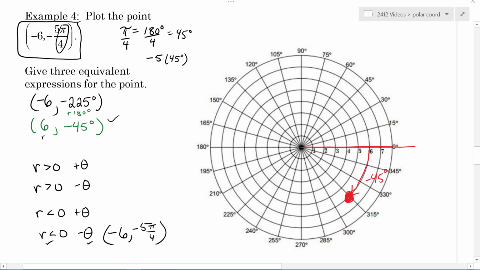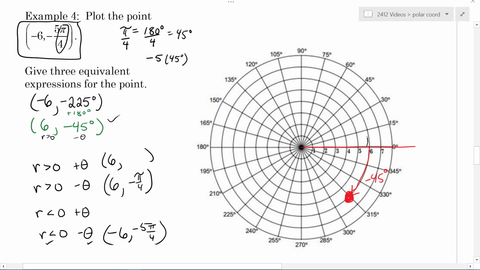Now we actually converted it, as we plotted it, to a different equivalent expression. Here we have a positive R value and we have a negative angle theta. Now we just need to convert it to radians. So positive R, negative theta, that's here. 6, and what is -45 degrees in terms of radians? Well, 45 degrees is pi over 4. We'll just put a negative in front of it. So now we already have 2 equivalent expressions. Alright, let's do the easiest one. That's a positive R value and a positive angle.